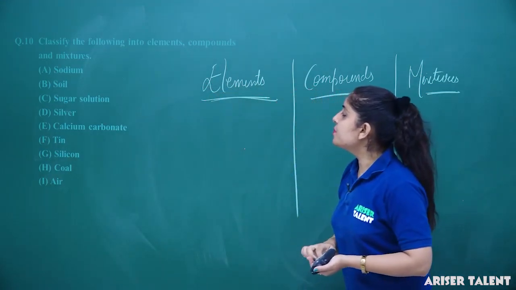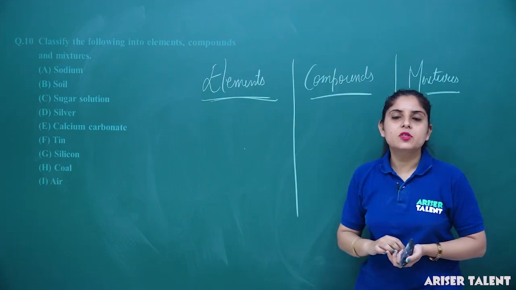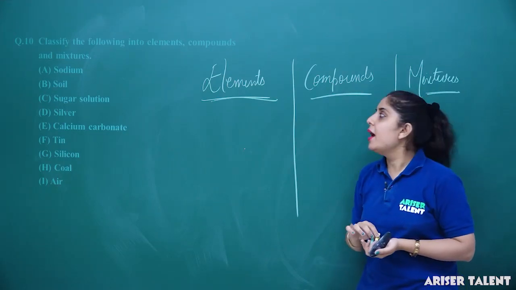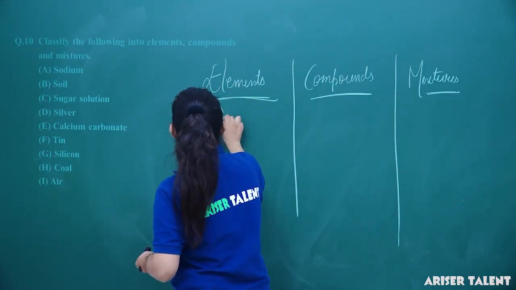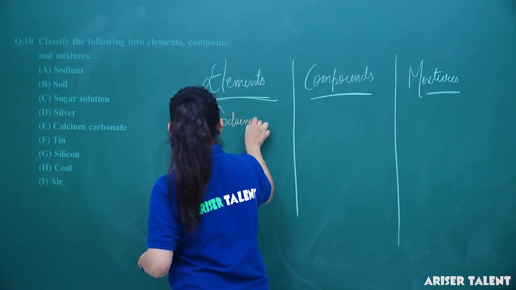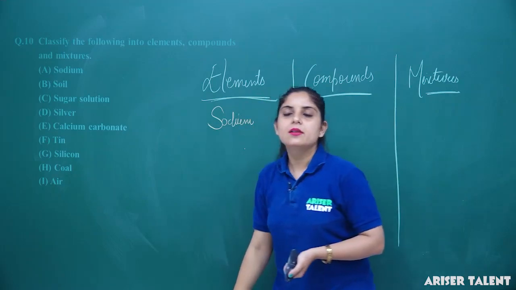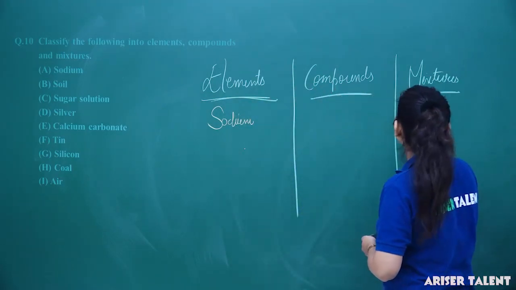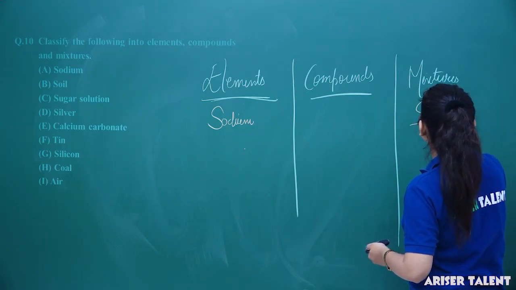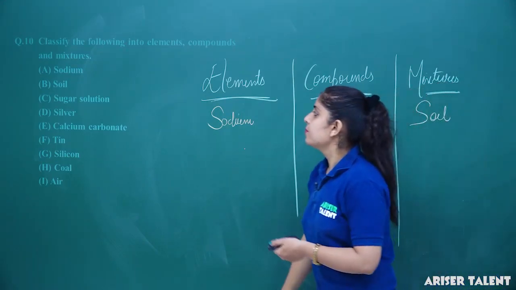Now the first part is sodium. Sodium is actually a metal and metal is an element. So I can write sodium in the category of element. Next, soil. Soil is a compound or mixture. Soil is actually a mixture because it consists of different particles. So soil is a mixture.